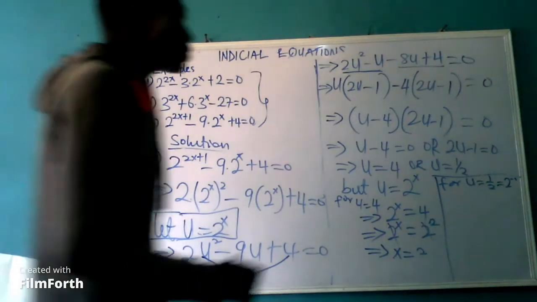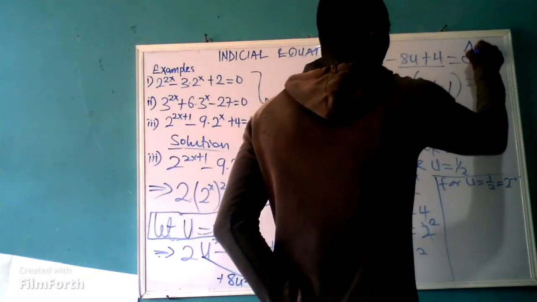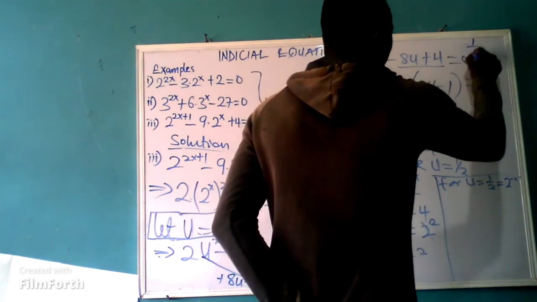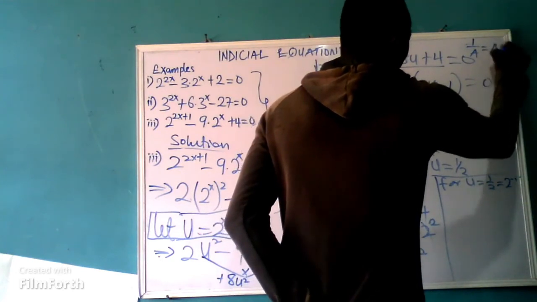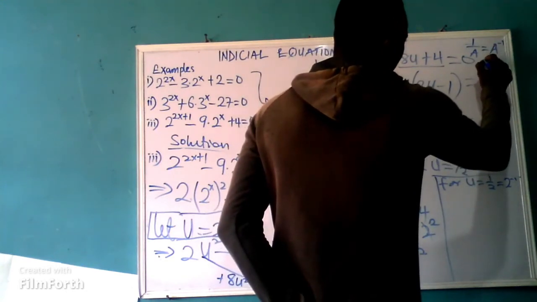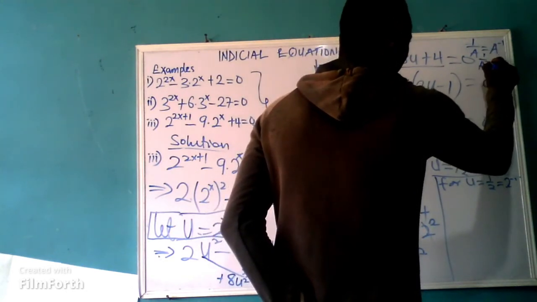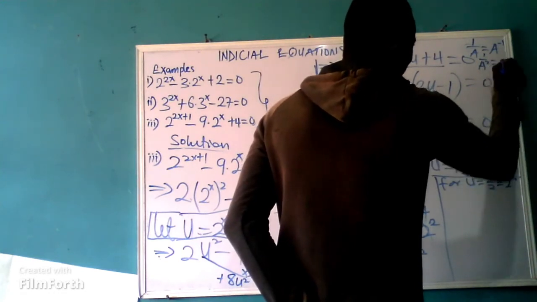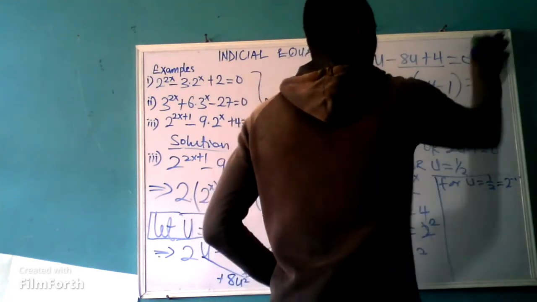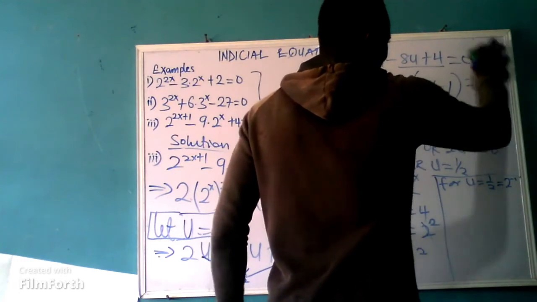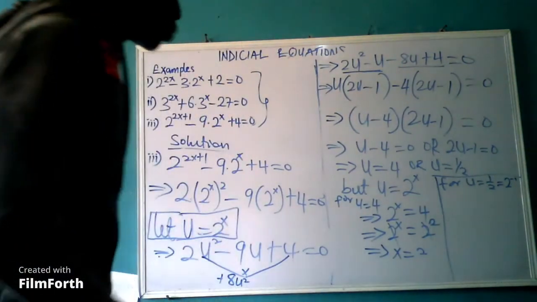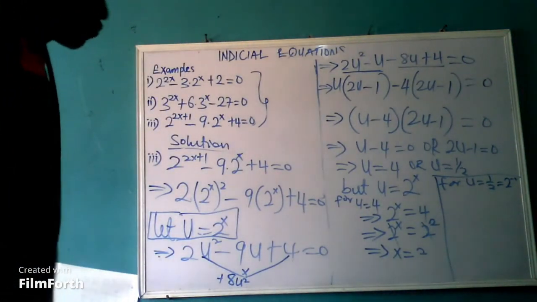Just like 1 over a is the same thing as a raised to power minus 1. Just like 1 over a raised to power 2 is the same thing as a raised to power minus 2. And that is negative index. It has to do with negative index in the laws of indices.